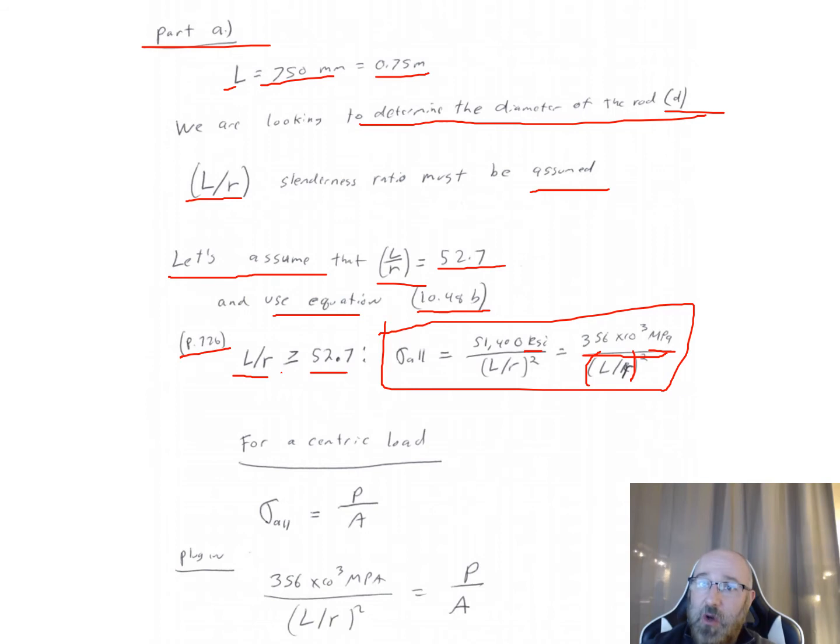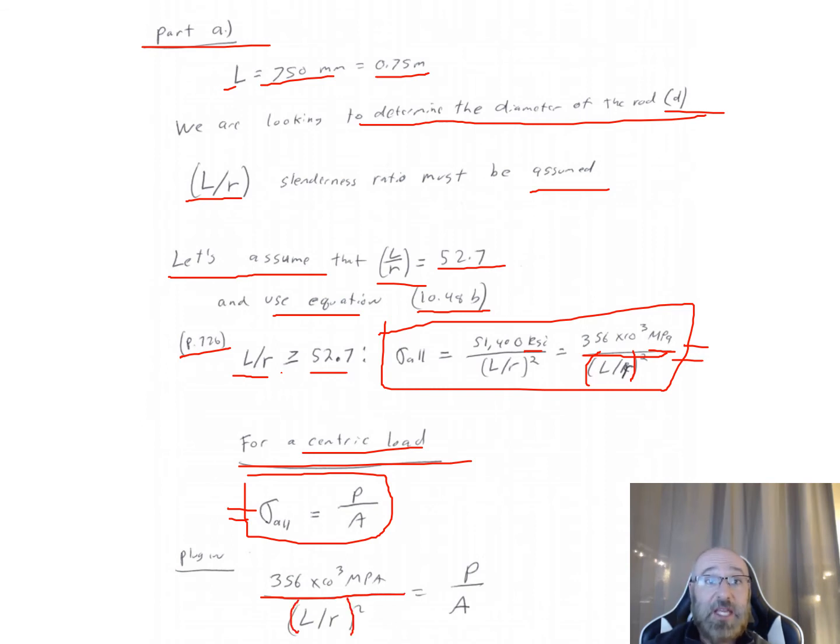For a centric load, which is given to us in our problem statement, we can now also recall that our allowable stress is equal to our load over our cross-sectional area. So now we can set those two equal to each other, and we see that 356 times 10 to the 3rd MPa divided by our slenderness ratio, L over R, squared, is equal to P over A, from this relationship for a centric load. Now we look at this, we don't have a value for L, R, P or A, but these are all dependent on each other, and some of this is given information.